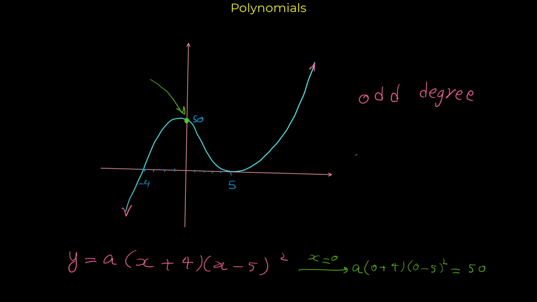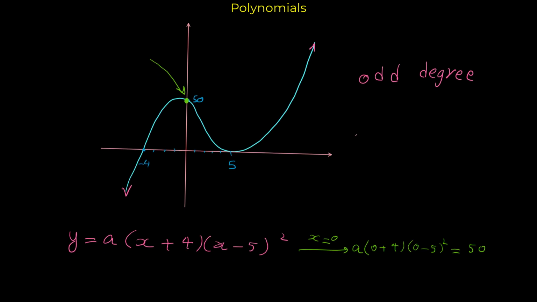Negative 5 to the 2 is 25 times 4 is 100, 100a is 50. So we have 100a equals 50, so a is 50 over 100 or 1/2. So the equation for this given graph is 1/2 times (x plus 4) times (x minus 5) to the 2.